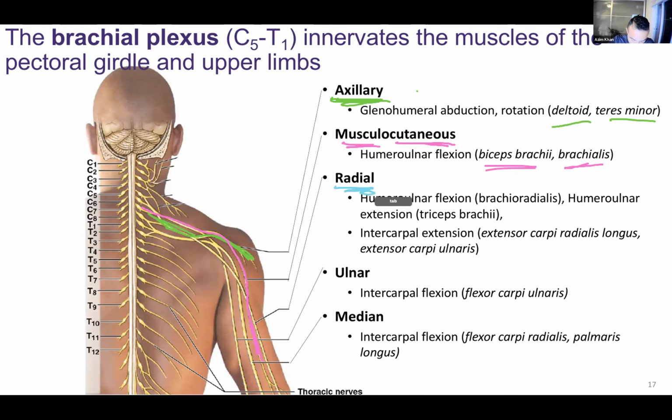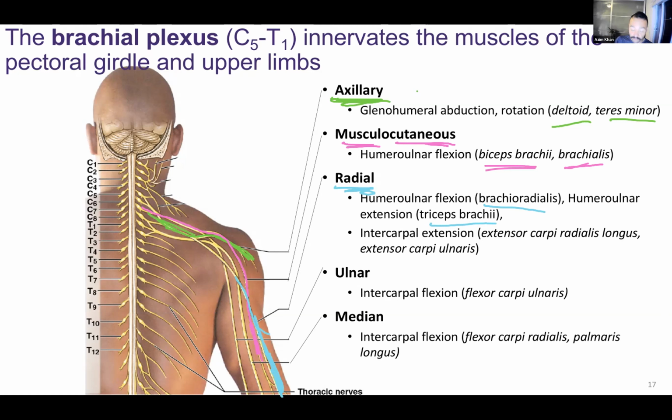The radial nerve goes towards the radial side of your arm. It's going to go even more distally and laterally. So it's going to innervate muscles like your brachioradialis. It does stop over and innervate your triceps brachii, so you can have flexion of your humeral radial ulnar joint and extension.